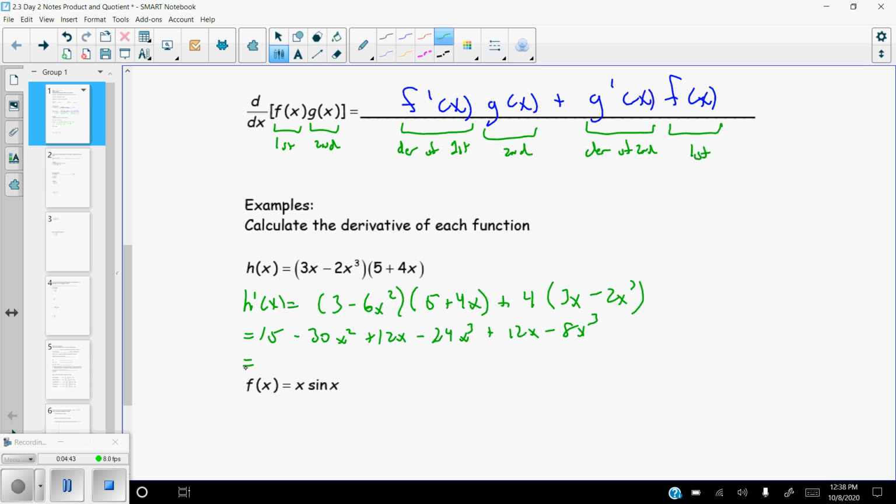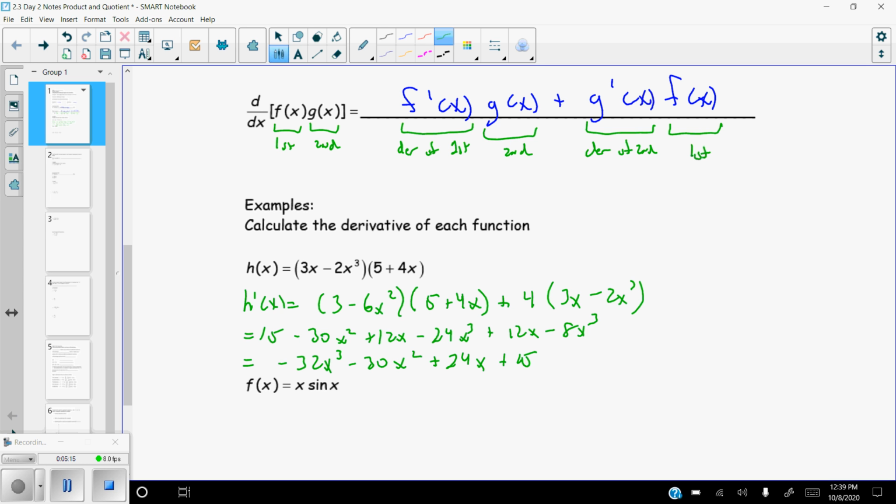And then I'm going to go ahead and just combine all my like terms. So let's see, I've got a negative 24x cubed and a negative 8x cubed, which is going to be negative 32x cubed. It looks like I only have one squared term, so that's minus 30x squared. My x terms, I've got 12x and 12x, so that's plus 24x. And one constant term, which is 15. So that's the most simplified version of our derivative.